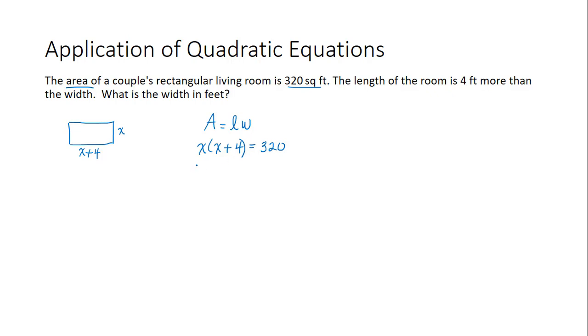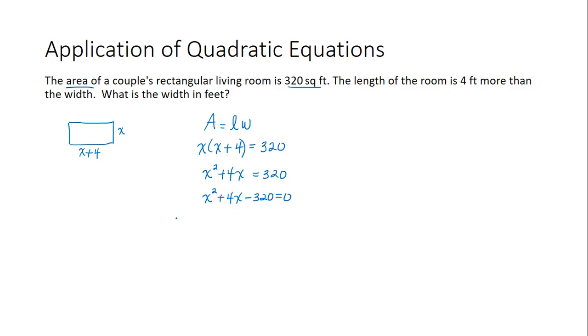We write it in standard form by first distributing on the left. This gives us X squared plus 4X equals 320. And then we need to set the equation to 0 by subtracting 320 to get X squared plus 4X minus 320 is equal to 0. And so you can solve this by factoring, completing the square, the quadratic formula, whichever method you want to do.